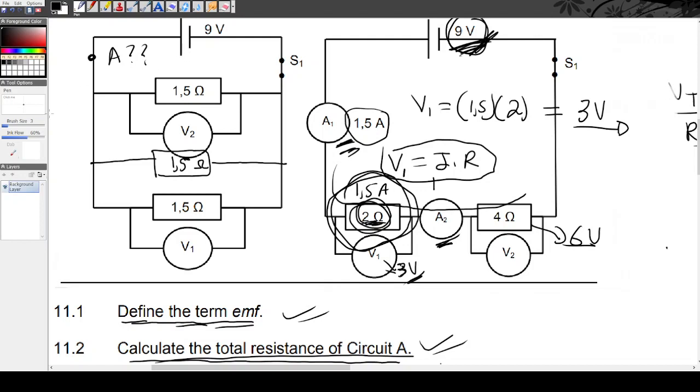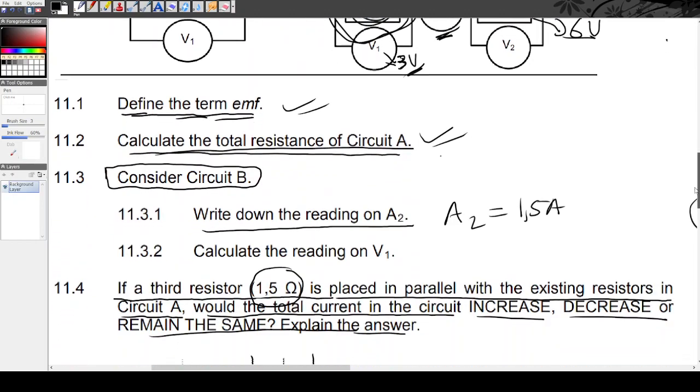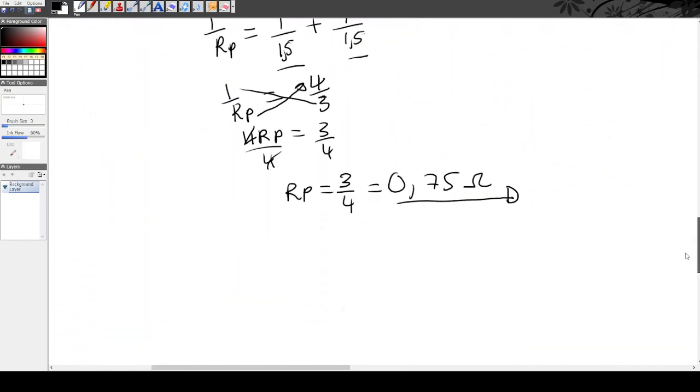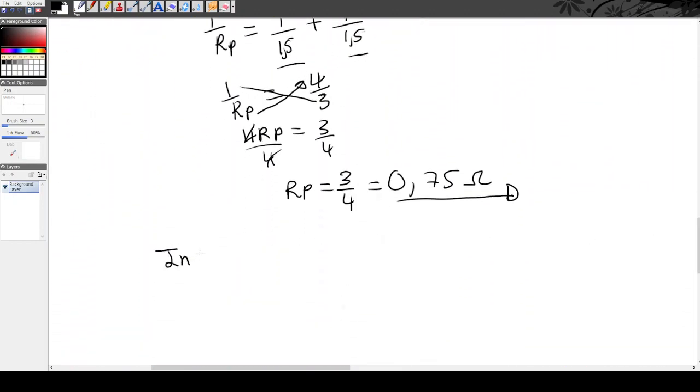Well, remember, if we add more resistors in parallel, I think I said this in video number 1, resistors in parallel tend to decrease the total resistance of a circuit. In other words, they increase current. So current will increase in this case. That's the last question. So current will increase.